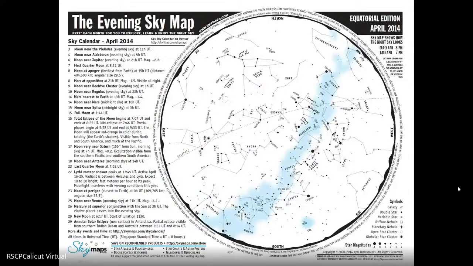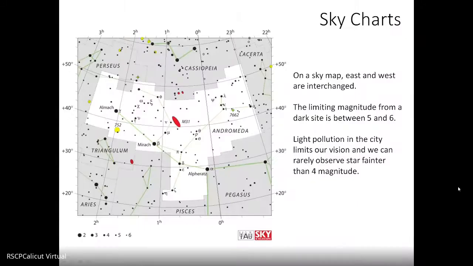And this is a sky chart, which you can get from the internet, and you can refer to it to study astronomy as seen. So these are different types of sky charts which are available and accessible through the internet.